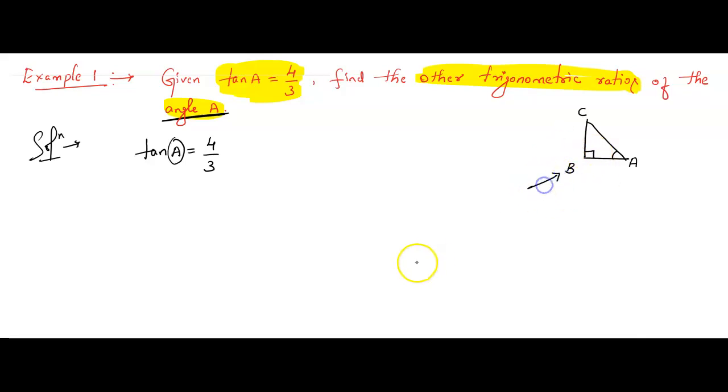Assume you are standing at angle B. Which side can you see? That is AC. If you are standing at angle B, which side can you see? That is AC. So I will call that side the hypotenuse. Assume you are standing at angle A. Which side can you see? That is BC. That is nothing but the opposite side. And the remaining side is the adjacent side.